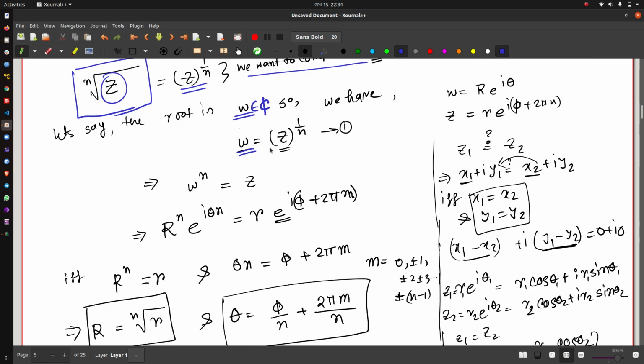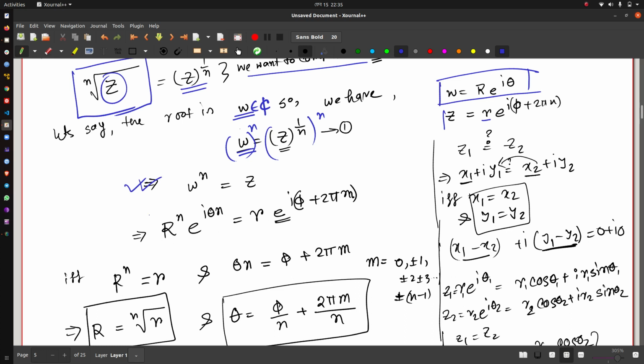Now in the next step, that is over here, I have raised both of these sides to the power n. That means I have just did this. I did this on both sides. I raised the power to n. And since w is a complex number as well, we are writing w as capital R e to the power i theta, and we are writing z as small r e to the power i phi, where phi is the principal argument, and then there is this 2 pi m, where m is 0, plus minus 1, plus minus 2, etc.